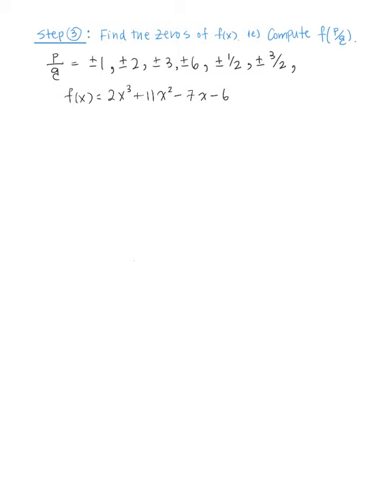All right, so let's do this. If I plug in plus or minus 1, I don't think it's going to add up to 0, so I'm going to skip that, and then maybe we can check plus or minus 2, plus or minus 3, plus or minus 6. Let's do the fractions at the end. Get your calculator out, people. So we're going to do f of 2: 2 times 2 cubed plus 11 times 2 squared minus 7 times 2 minus 6. My trusty calculator said that's equal to 40, which does not equal 0.